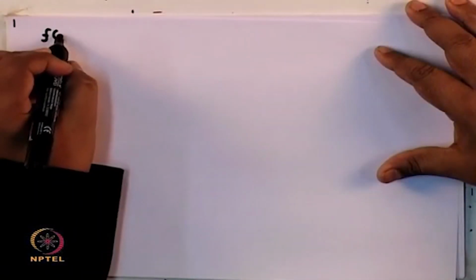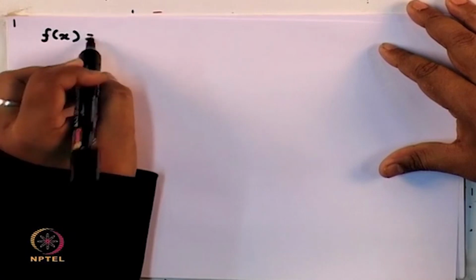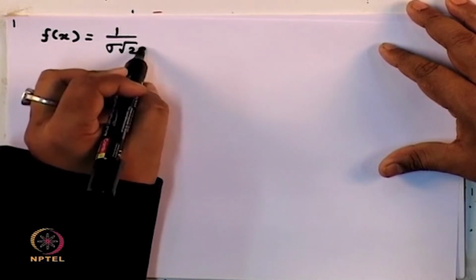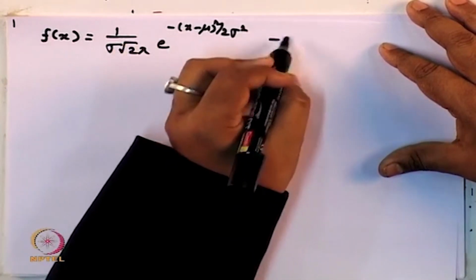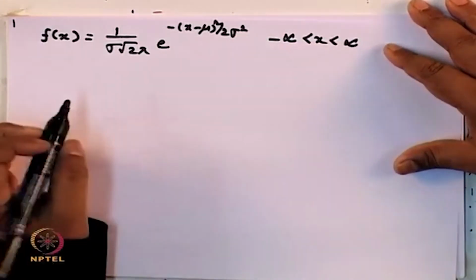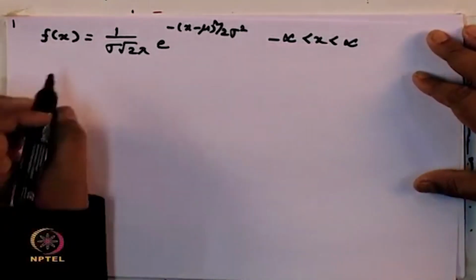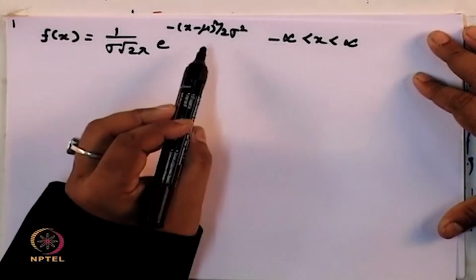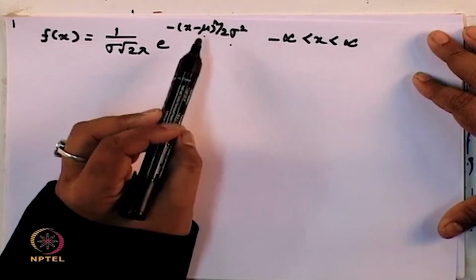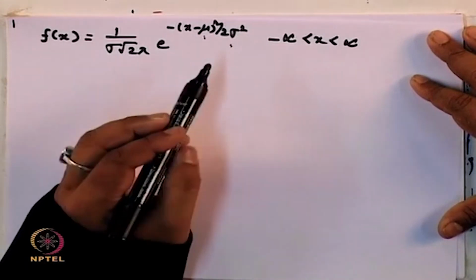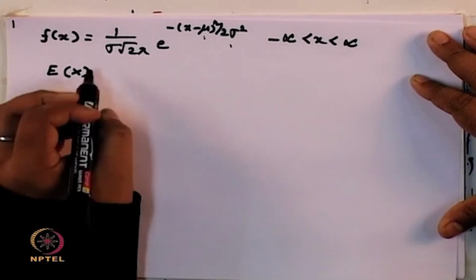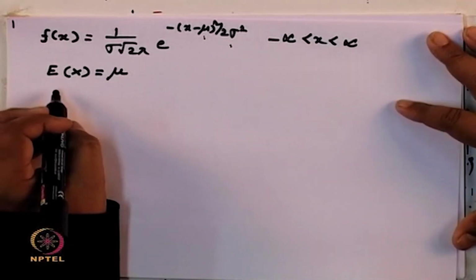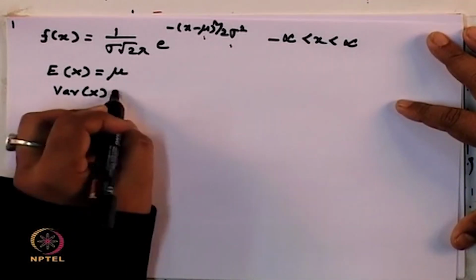So, for a normal distribution, your probability density function f(x) has the expression 1 by sigma root 2 pi exponential of minus (x minus mu) whole square by 2 sigma square, where x can have any values between minus and plus infinity. Okay. So, we had derived that there are two parameters in this normal distribution probability density function, mu and sigma, and we had derived that for a normal random variable, expectation of x will turn out to be mu and the variance of x will come out to be sigma square.